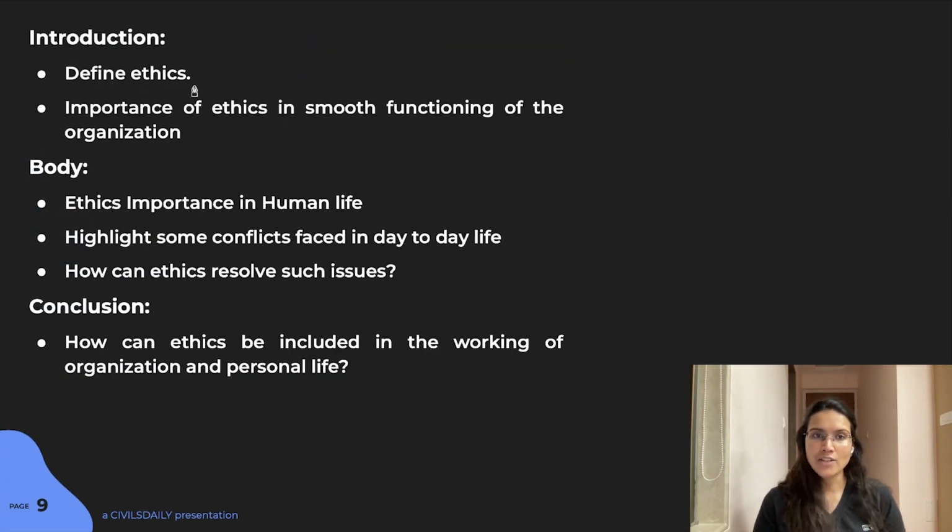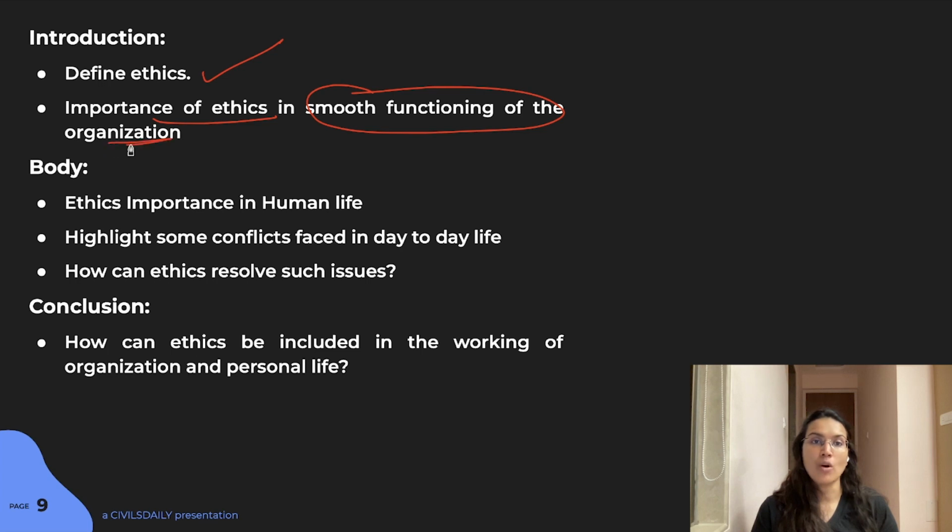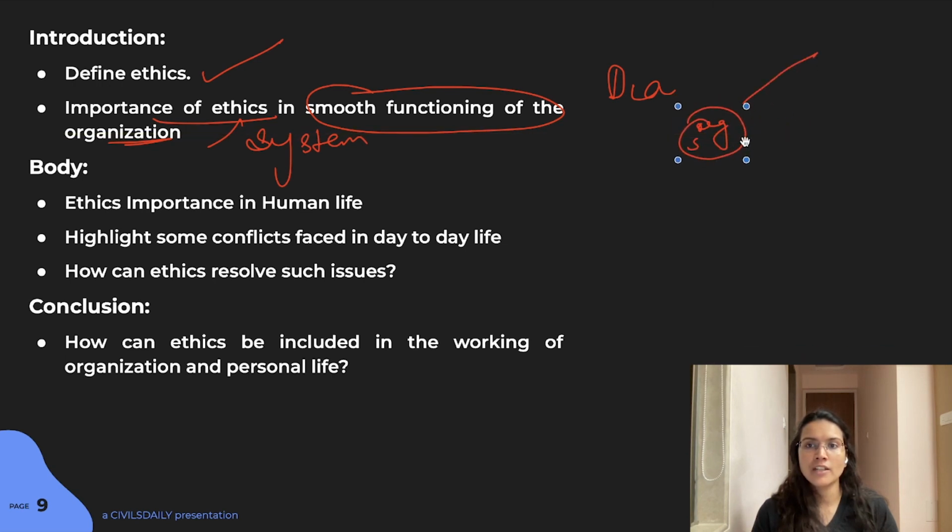So you start your answer by defining what is ethics. That is the first thing you can do. Next, you highlight the importance of ethics in the smooth functioning of an organization or a system. Maybe you can draw a diagram showing what role ethics can play with respect to an organization or a system. You can give three, four, five points here. That will highlight the major functioning.